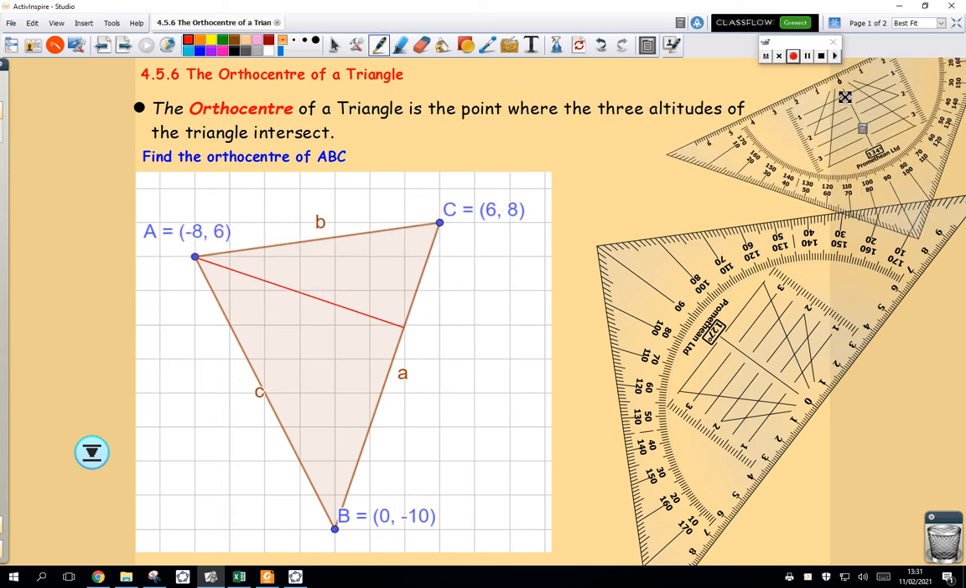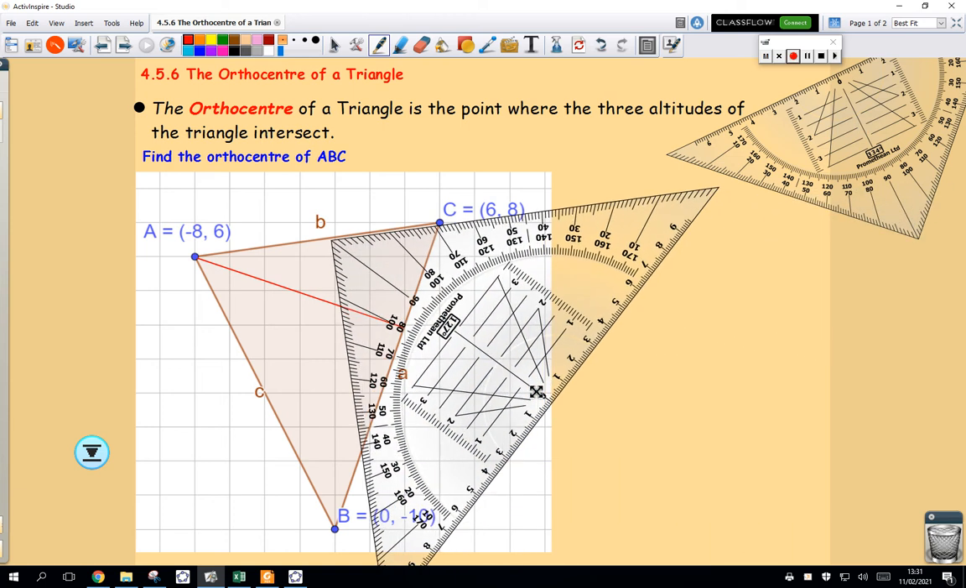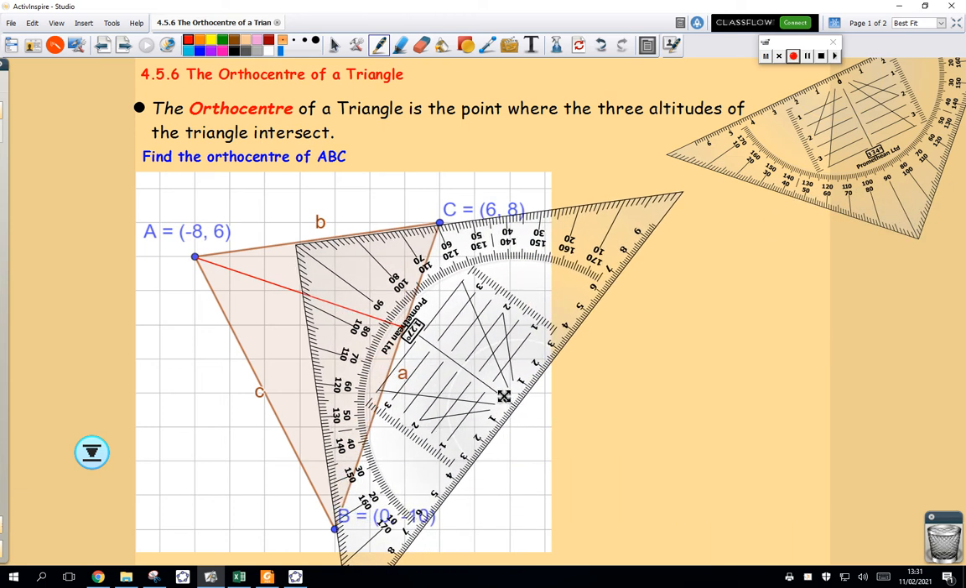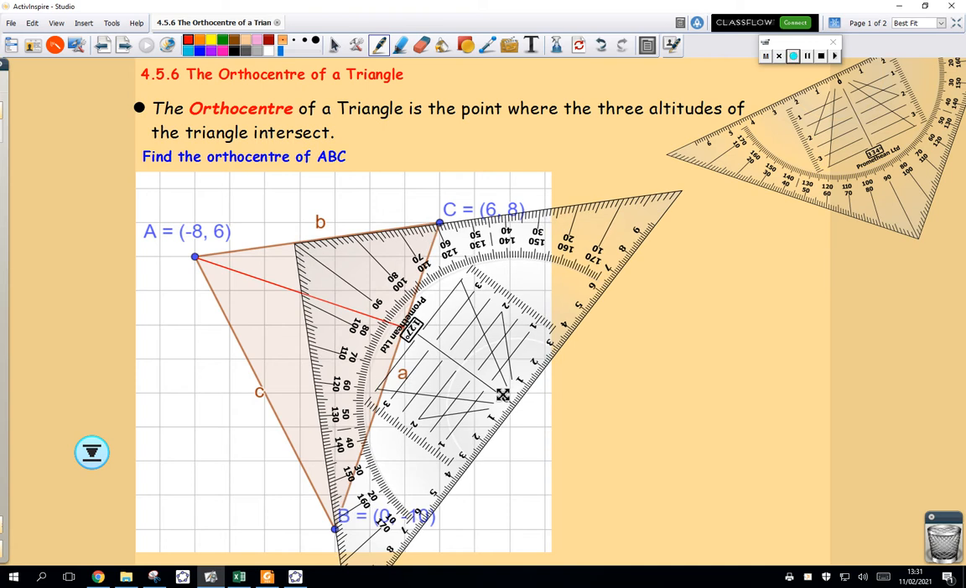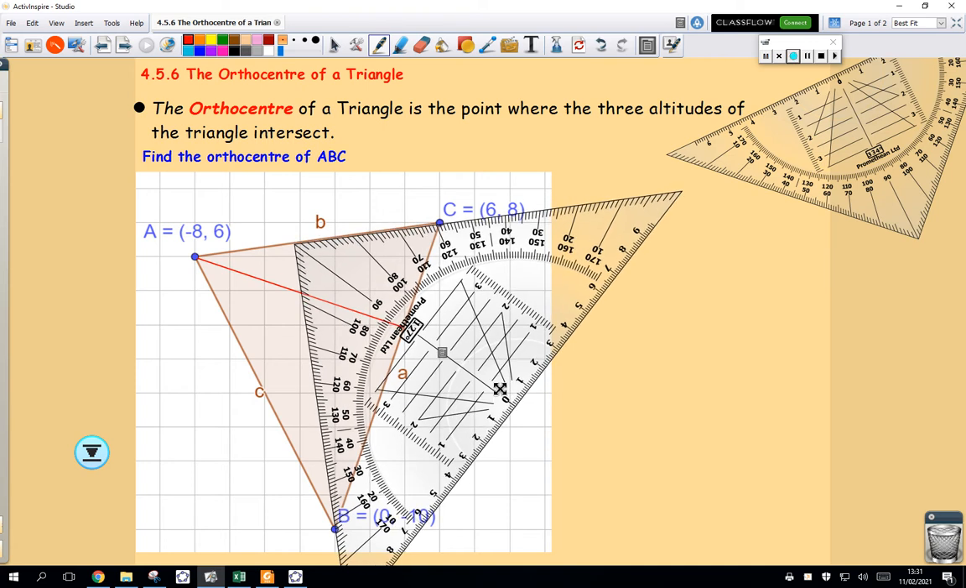I use my other set square to construct the other altitude. And again, I have this set up already, ready to go. My board is quite sensitive, so any movement knocks it off a little bit. So I can put in a second altitude up here from vertex B to side little b, and we have a second altitude.